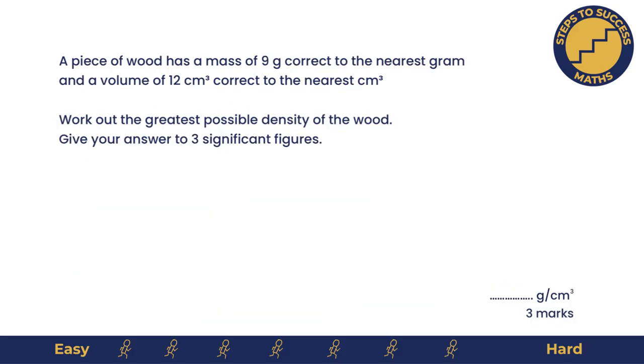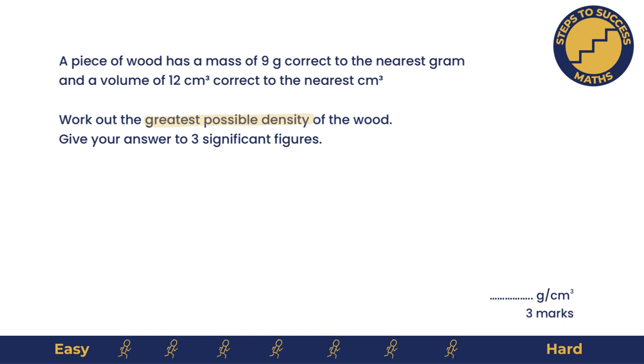A piece of wood has a mass of 9 grams correct to the nearest gram, and a volume of 12 centimetres cubed correct to the nearest centimetre cubed. Work out the greatest possible density of the wood. Give your answer to 3 significant figures.